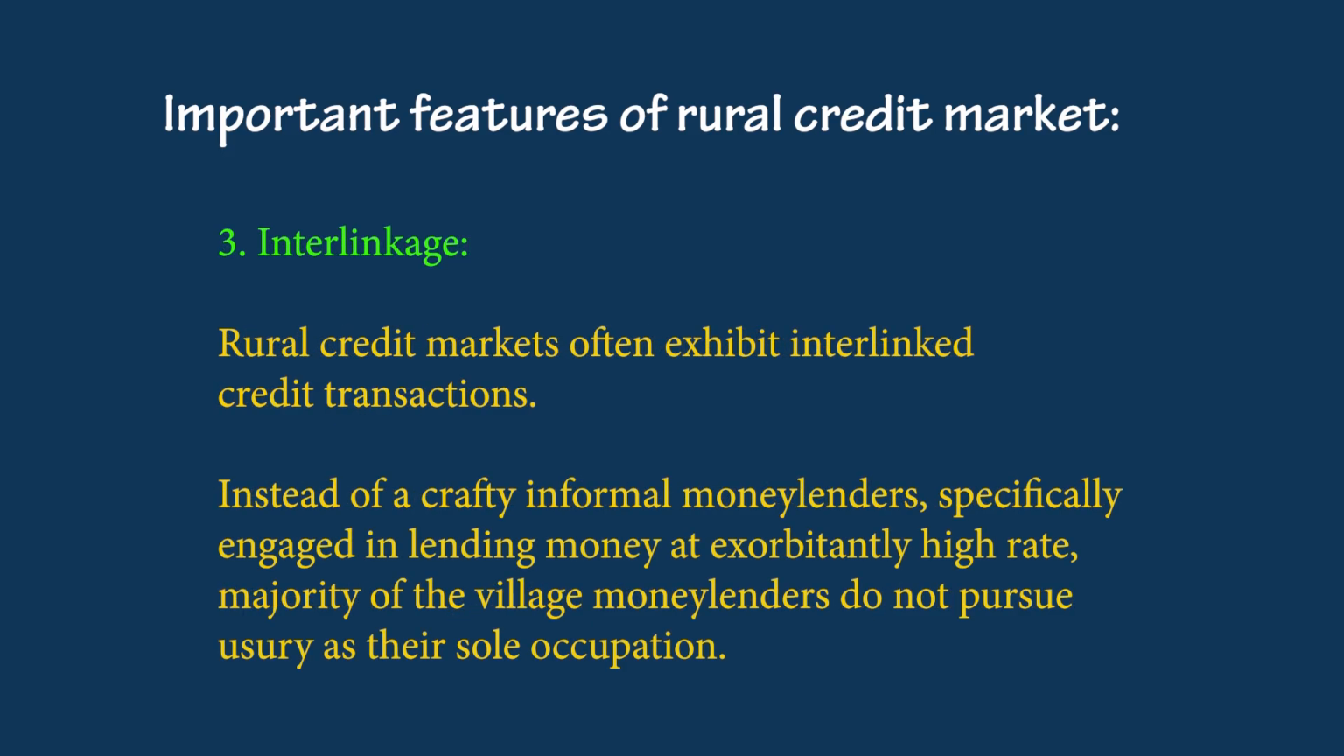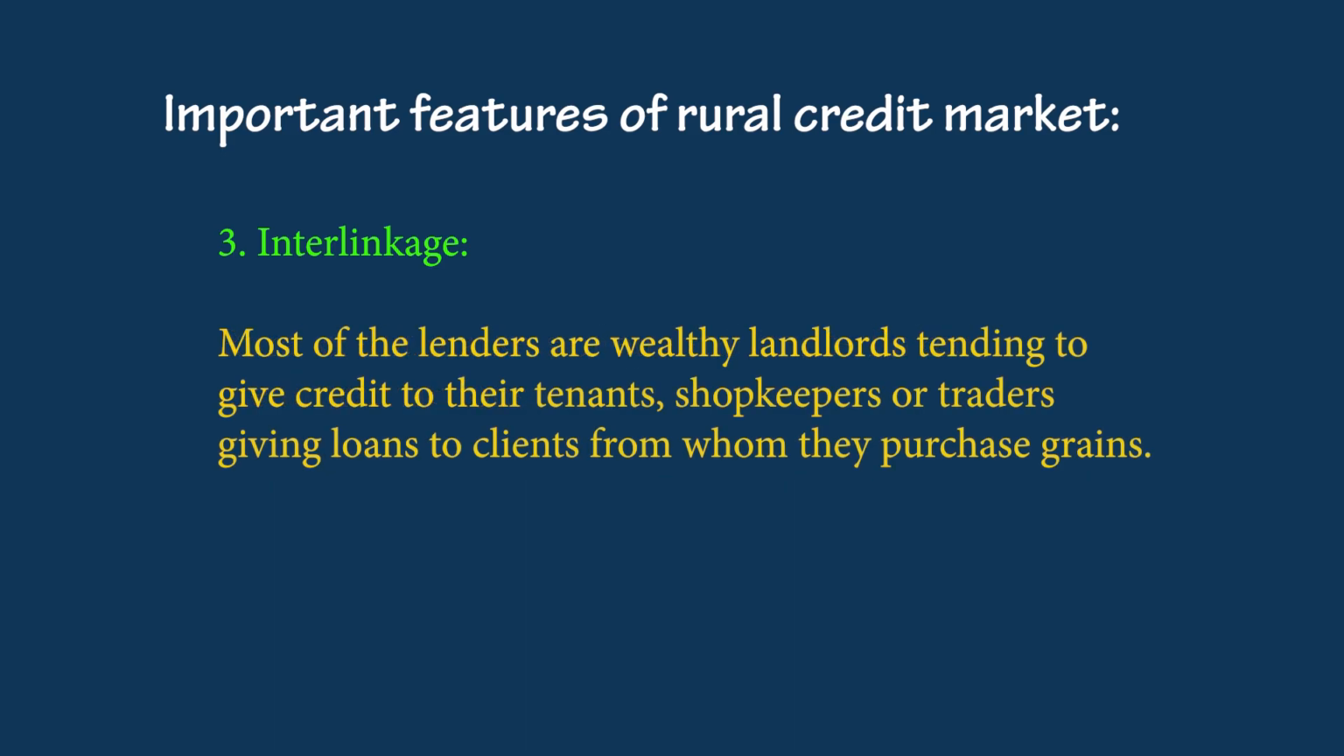The third feature is interlinkage. Rural credit markets often exhibit interlinked credit transactions. This means that, instead of crafty informal moneylenders specifically engaged in lending money at exorbitantly high rates, the majority of village lenders do not pursue usury as their sole occupation. Most of the lenders are wealthy landlords tending to give credit to their tenants. They are shopkeepers or traders giving loans to the clients from whom they purchase grains.